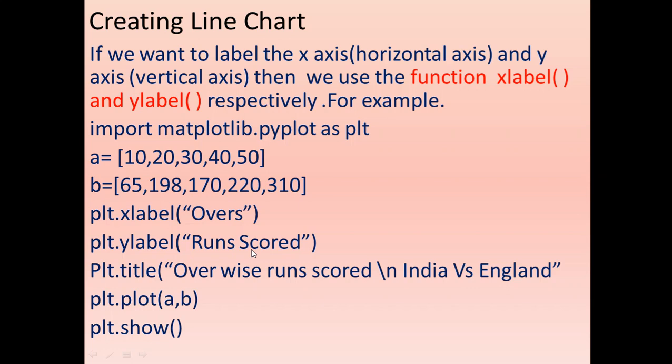Another thing you may want to do: suppose you want to make a title for your graph, then we will use the function title. Here capital P should not be there, it should be a small p in plt; by mistake it is typed over here. So plt.title is the function to give the title for the graph, and that title is 'overs vs run scored', and in the next line it will come 'India versus England', and after that we have used the function plot(a, b), and then plt.show().